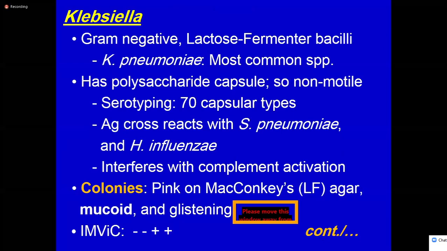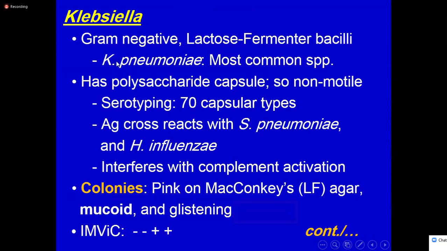Klebsiella, gram negative lactose fermenter. Being a lactose fermenter microorganism, we have to differentiate it from E. coli because these two microbes are lactose fermenters. The most important species of Klebsiella is Klebsiella pneumoniae, which is the most common species.